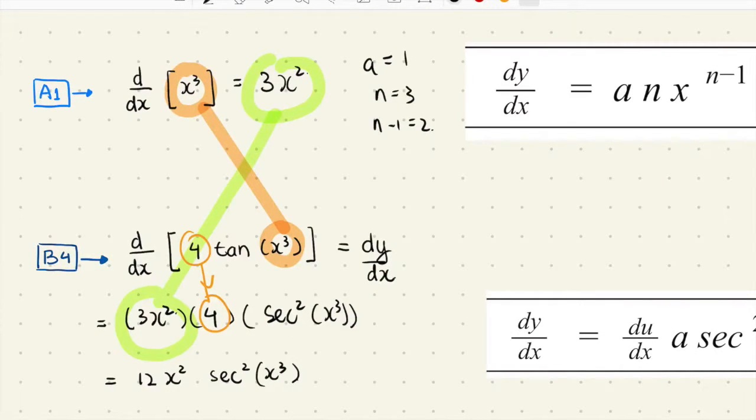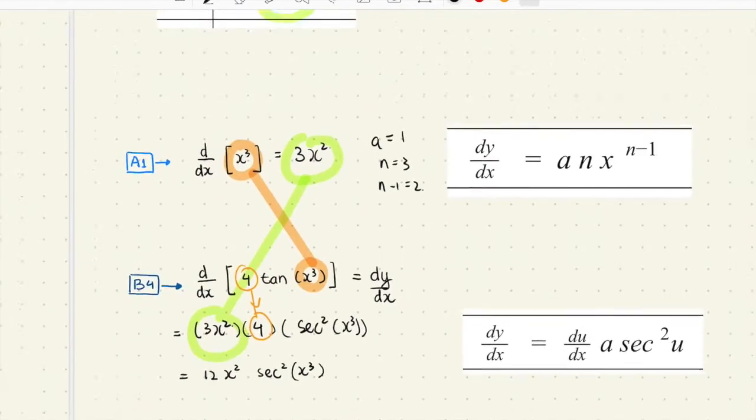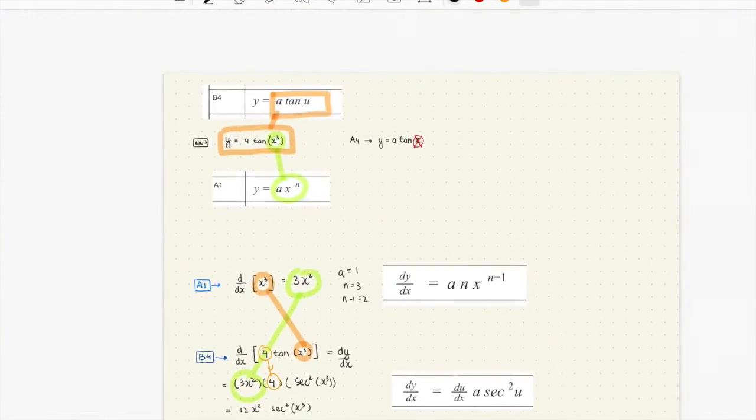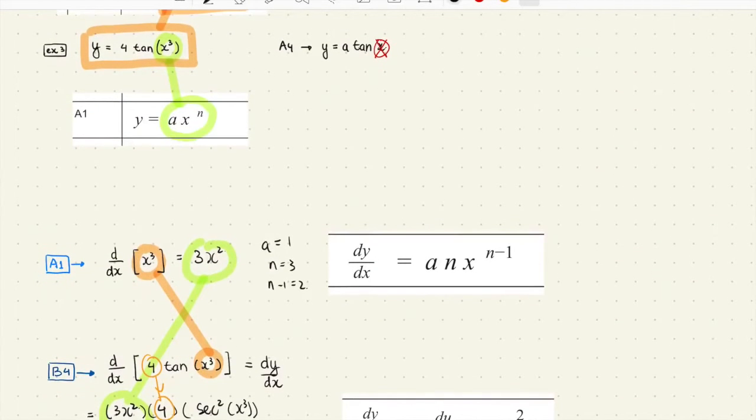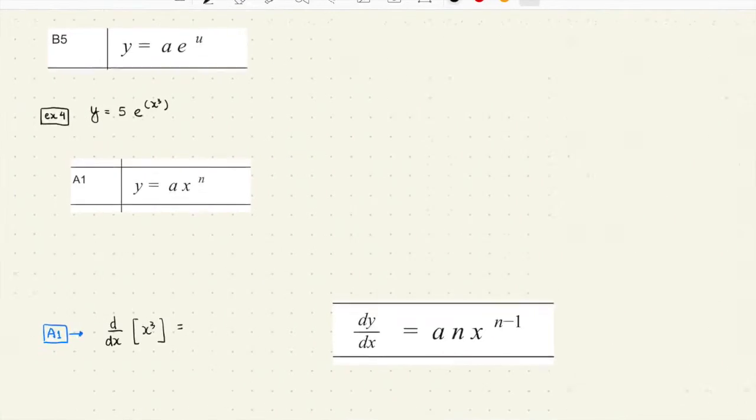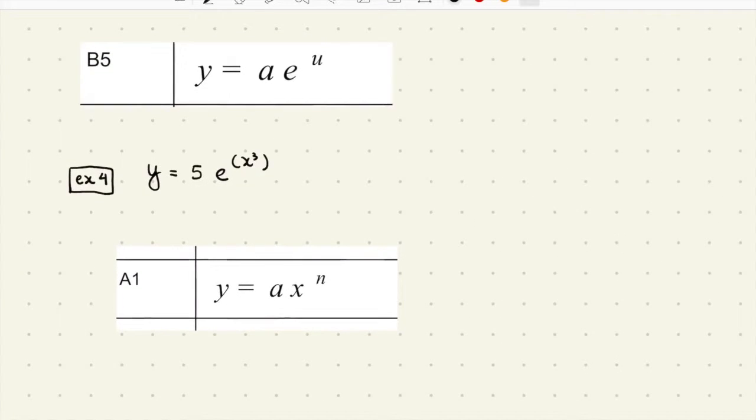That's example 3, which is very simple. Next, we do example 4. Also very simple.